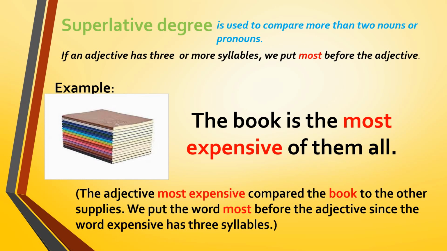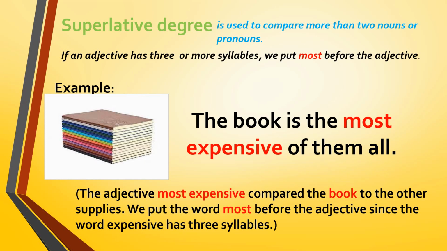We put most before the adjective. For example, the book is the most expensive of them all. The adjective most expensive compares the book to the other supplies. We put the word most before the adjective since the word expensive has three syllables.